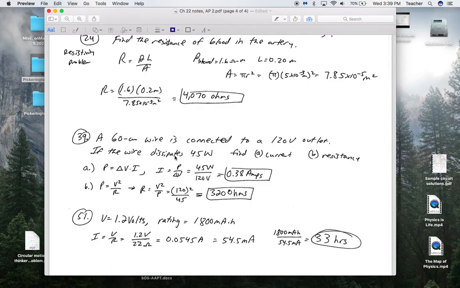This says a 60 centimeter wire is connected to a 120 volt outlet. The wire dissipates 45 watts. Find the current and resistance. So to find the current, if I know the power and the voltage, I could rearrange this equation. 45 watts over 120 volts, that's 0.38 amps. If I could find the resistance, well, now I know the current, I know the voltage, I can find resistance that way. That's 3,200 ohms.